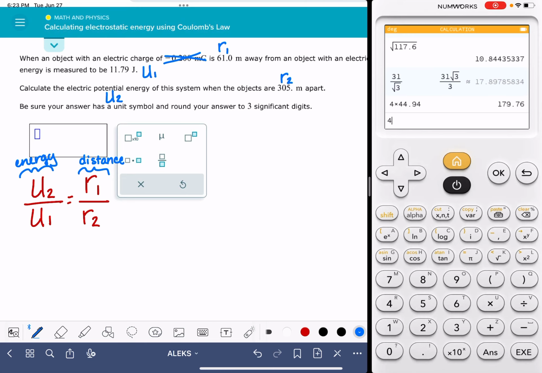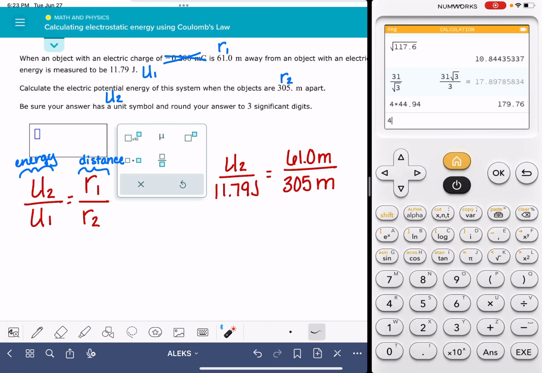That's our R2. So plugging in what we know from the problem, U2 is our unknown variable. U1 is 11.79 joules. R1 is 61 meters. R2 is 305 meters. And you might be given distances with all kinds of units on them.